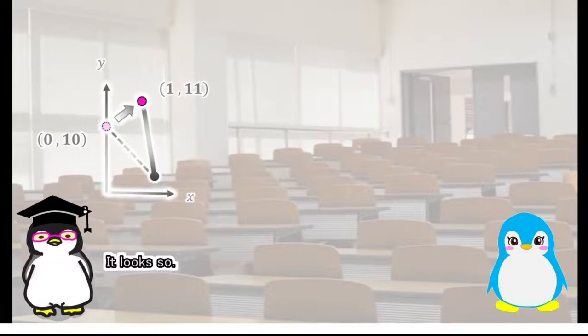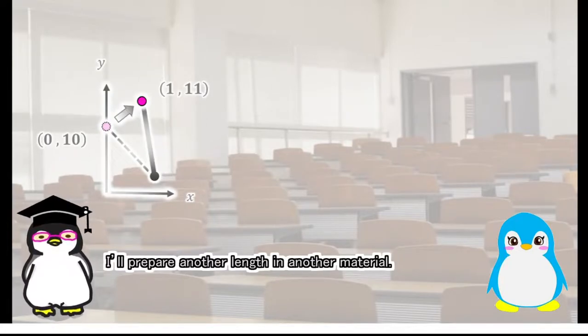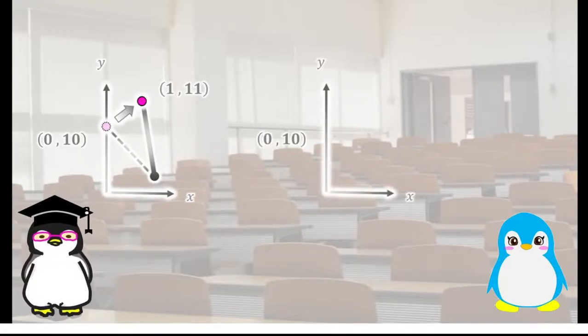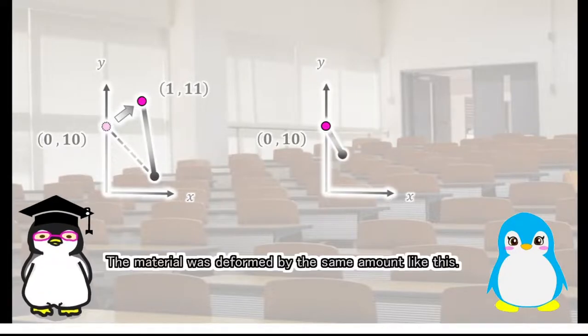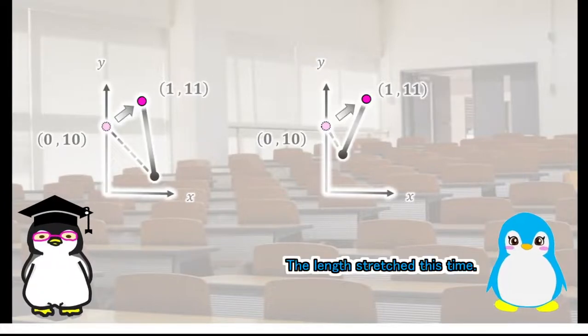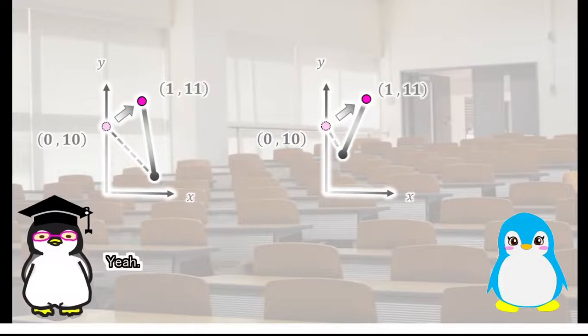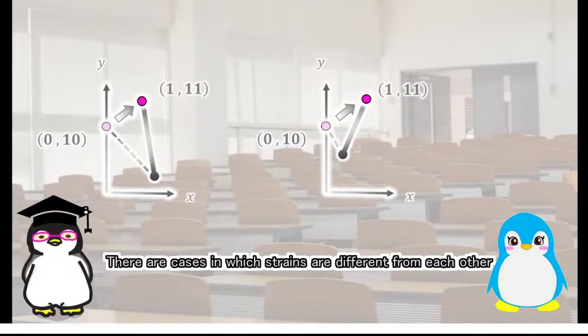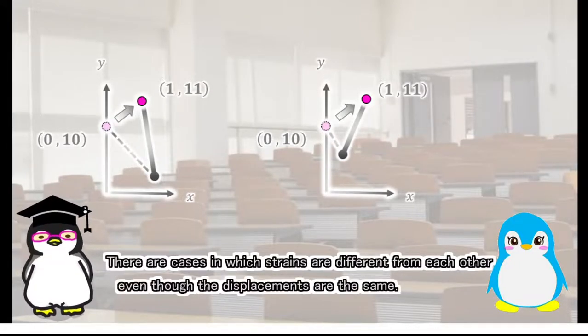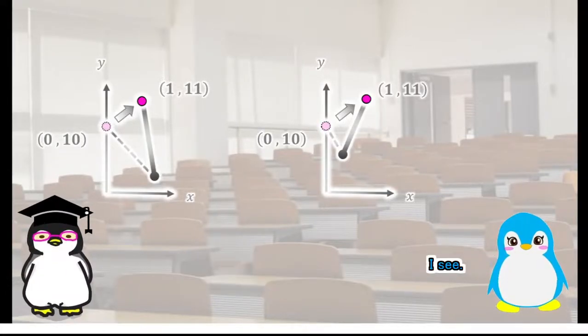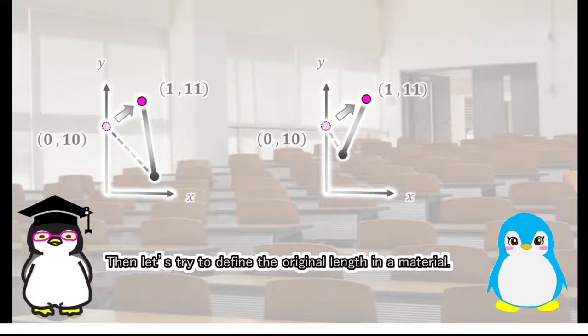It looks so. I'll prepare another length in another material. The material was deformed by the same amount like this. The length stretched this time. Yet, there are cases in which strains are different from each other, even though the displacements are the same. I see. Then let's try to define the original length in a material.